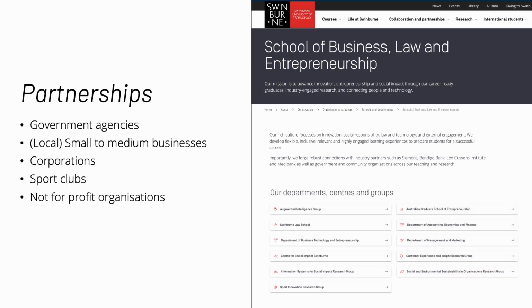So my group is located in the School of Business of Swinburne University, and one of the activities that we recently started looking into is mapping the partnerships of our school and also the entire university across different government agencies, different businesses, small to medium businesses, large corporations, sport clubs, and not-for-profit organizations. So basically the idea is to understand how our group, the school, and the entire university work with different sectors, and where our collaboration network is.